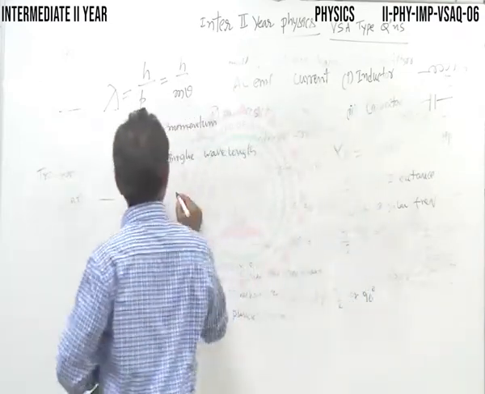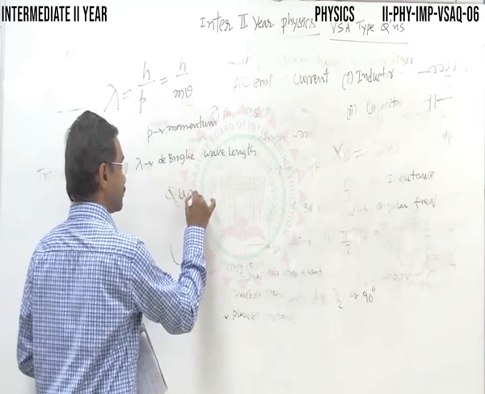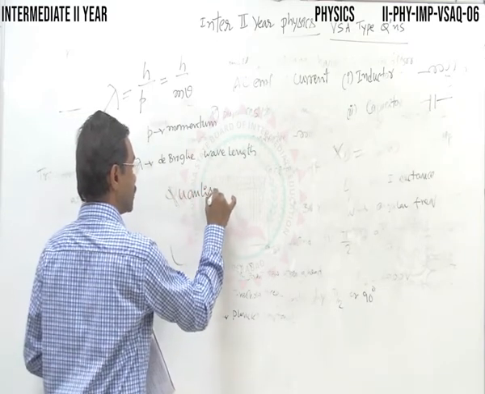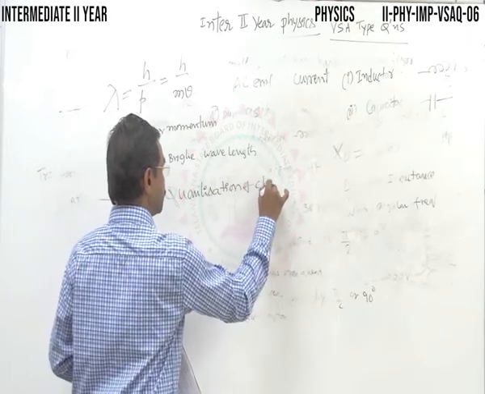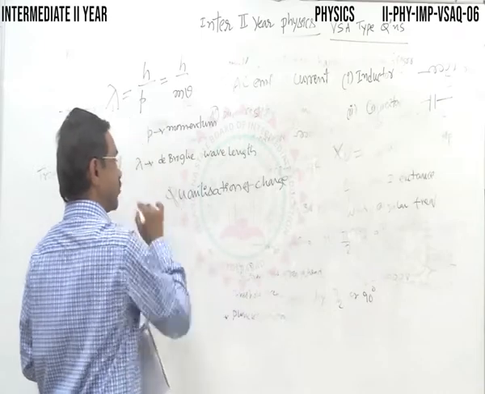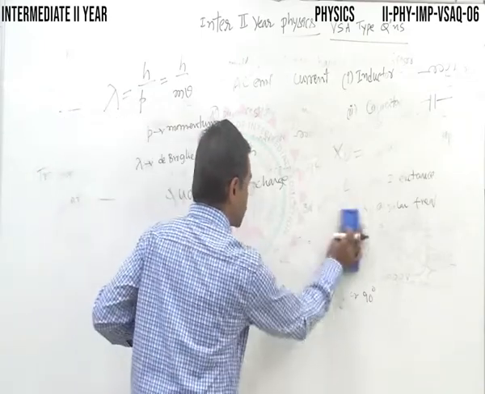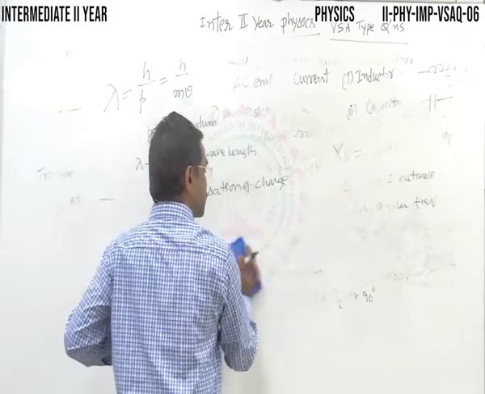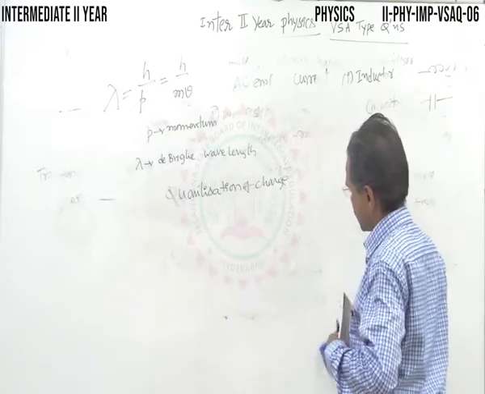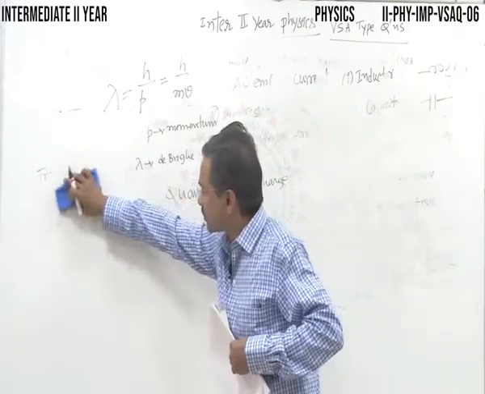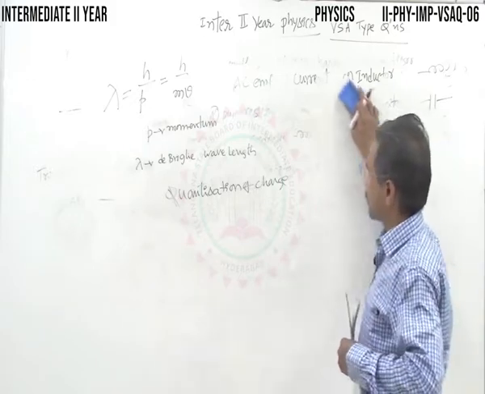The importance of the Millikan oil drop experiment is quantization of charge. And also it accurately measures the charge of an electron. The minimum charge that exists is nothing but the charge of an electron.